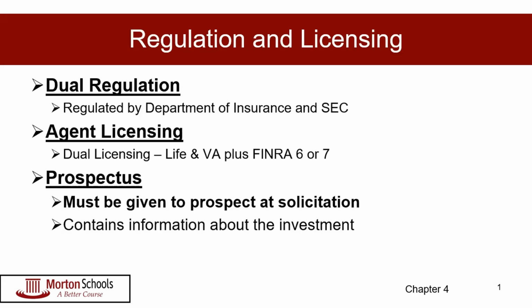Regulation and licensing of annuities involve dual regulation by the Department of Insurance and the SEC. Agents need dual licensing, and a prospectus must be provided to potential clients containing detailed investment information.